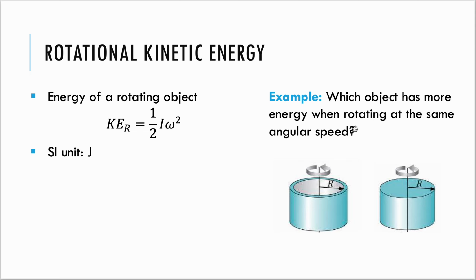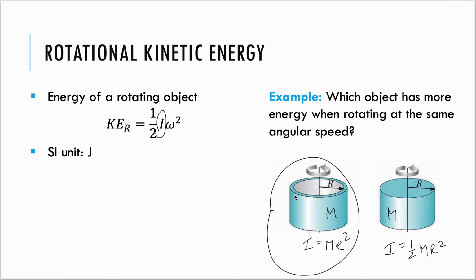Which object has more energy when rotating at the same angular speed? If both of these objects have the same mass and the same radius, then the one that has the most energy is going to be the one that has the biggest moment of inertia, because they have the same angular speed. We saw in the chart that for a hoop or a hollow cylinder, the moment of inertia is mr squared, while for a solid disk, it's 1/2 mr squared. Therefore, the hoop is going to have more rotational energy because it has a bigger moment of inertia.